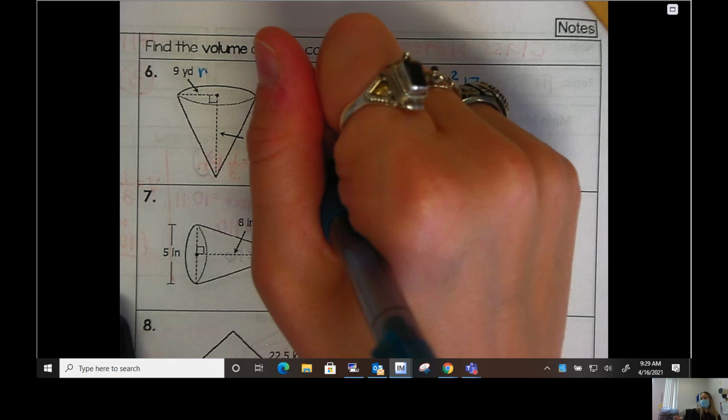I think cones are easier because cones are just straight up plug it in. You don't have to find the area of any shape. You just plug it straight into that equation. Cones are great. All right, I'm not going to do number 7 with you because again, it's just a plug and chug.